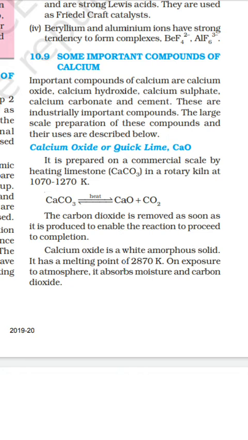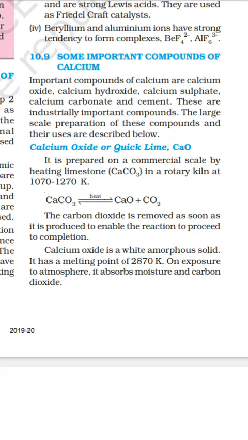Calcium oxide or quicklime, CaO. It is prepared on a commercial scale by heating limestone, CaCO3, in a rotary kiln at 1070 to 1270 Kelvin. CaCO3 reversible CaO plus CO2. The carbon dioxide is removed as soon as it is produced to enable the reaction to proceed to completion. Calcium oxide is a white amorphous solid.